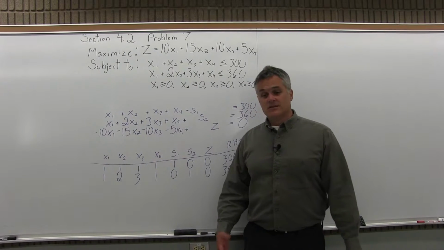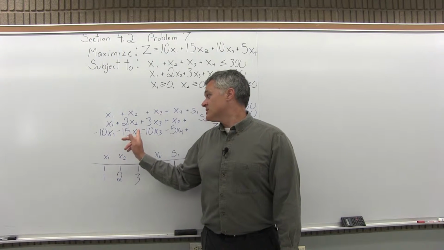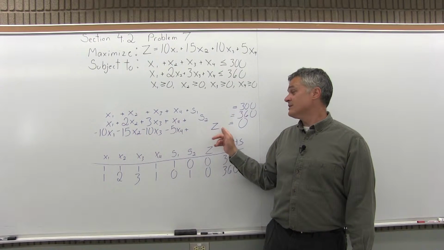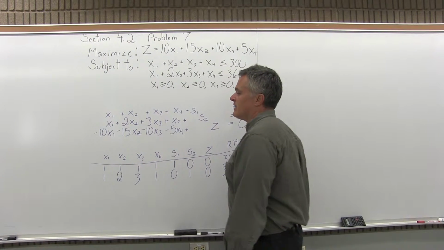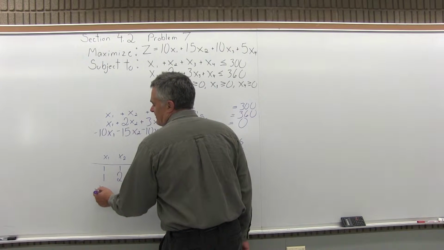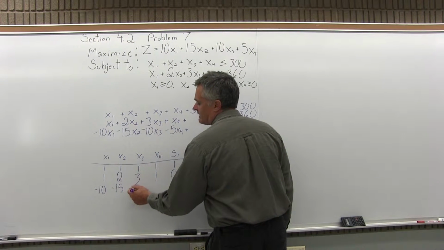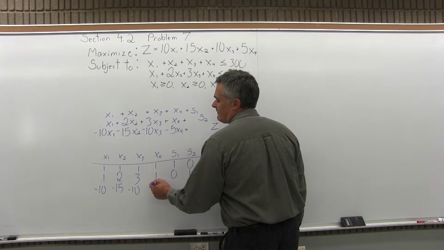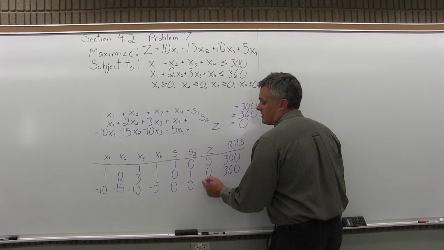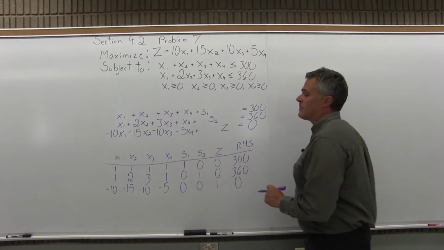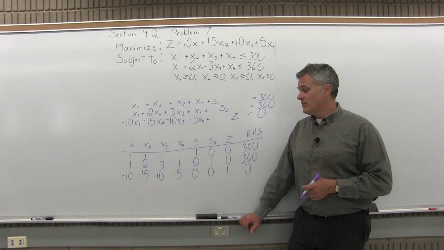So now I have one last equation, a third equation, which came from my object function, which was negative 10x1 minus 15x2 minus 10x3 minus 5x4 plus z equals 0. That's going to go in as the third row or bottom row of my matrix or initial simplex tableau. The x1 column will take a negative 10. The x2 column gets a negative 15. The x3 column gets a negative 10. The x4 column gets a negative 5. The s1 column gets a 0. The s2 column gets a 0. The z column gets a 1. And the right-hand side column gets a 0. So now I have an initial simplex tableau.